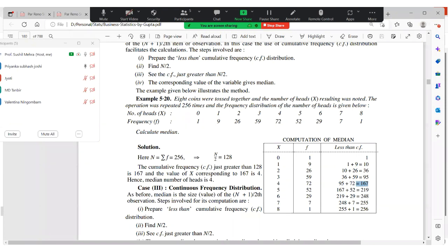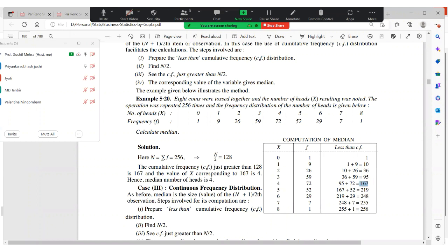Clear? Again, (n plus 1) by 2 comes to 128.5. You have to find the number which is just greater than, or equal to, 128.5. That is 167. Numbers greater than 128.5 are 167, 219, all these numbers, but just greater is 167. Now the number is 167.